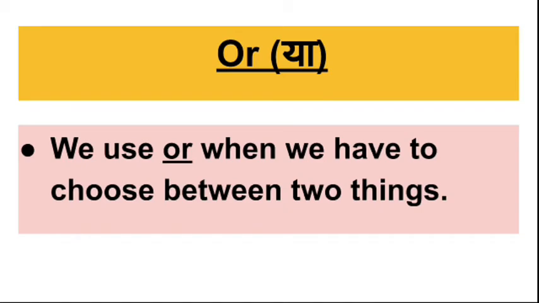The last joining word is or. We use or when we have to choose between two things. Okay? Students, whenever any choice is given, then or is used. You must be knowing that in your EVS exam or in your science exam, two choices are given between two diagrams. So or is used. Similarly, whenever any choice is being made, then we use the joining word or.